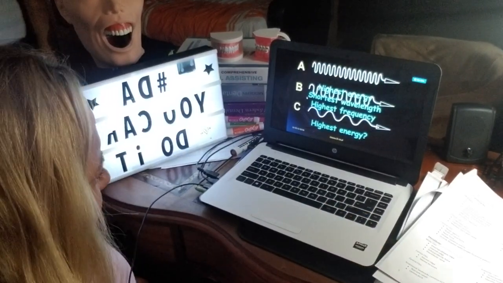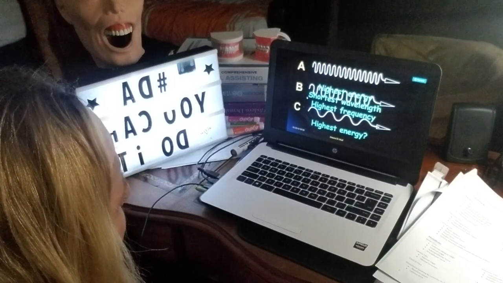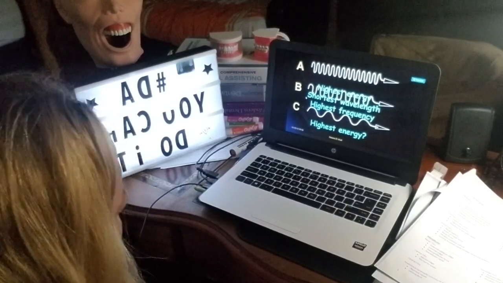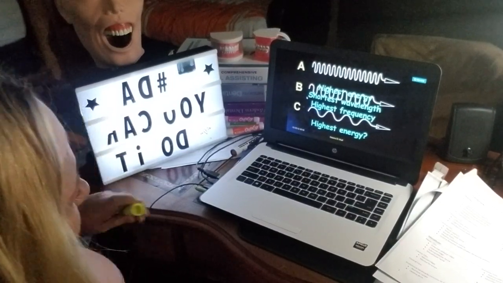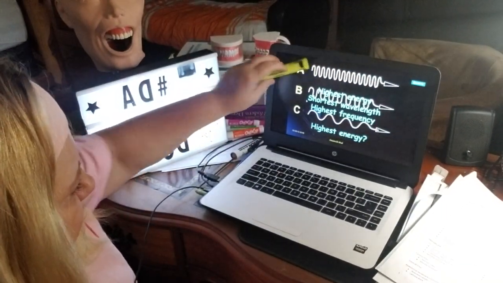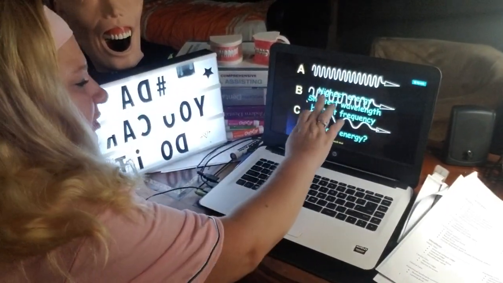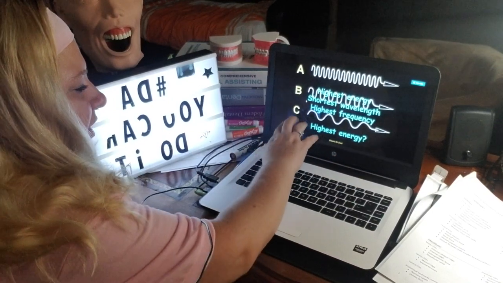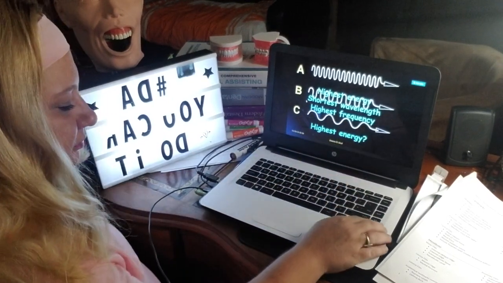Okay, so highest energy, shortest wavelength, highest frequency. Highest energy, okay? That one. Then it gets a little weaker, and then it's longer.